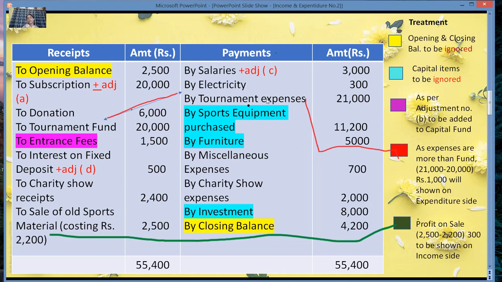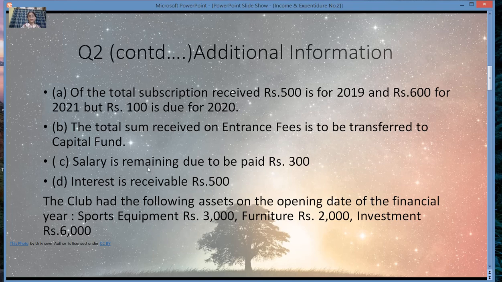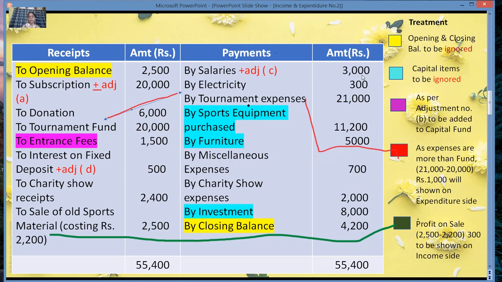Now let's discuss your payment items before we write up the income and expenditure account. Salaries 3,000 will obviously go to the expenditure side. There has been an adjustment with salaries at number C, which says salary still remaining due to be paid is rupees 300. So that is to be added, as it is outstanding, to this 3,000. Then there has been electricity expenses of 300. Tournament expense had already been done. Miscellaneous expenses 700 is to be shown. Charity expenses 2,000 is also to be shown on your expenditure side.